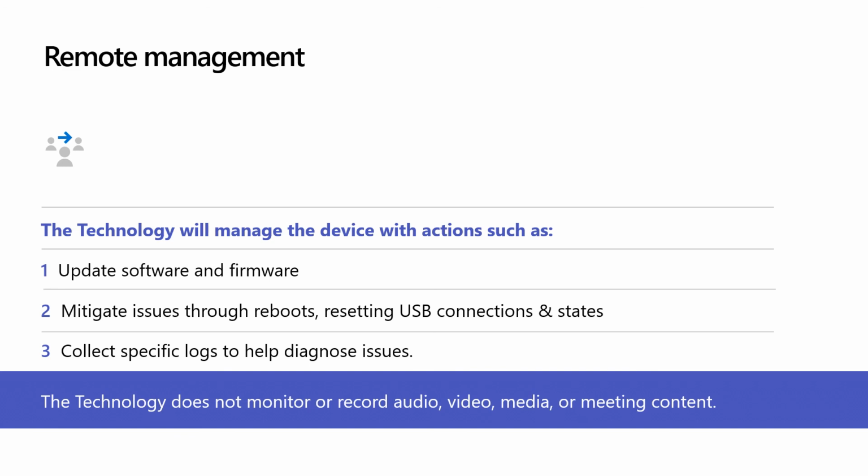Note that we do not record audio, video, media, or any meeting content. It's strictly telemetry data or commands that are sent to the Teams Rooms device to do something like download and install a firmware.